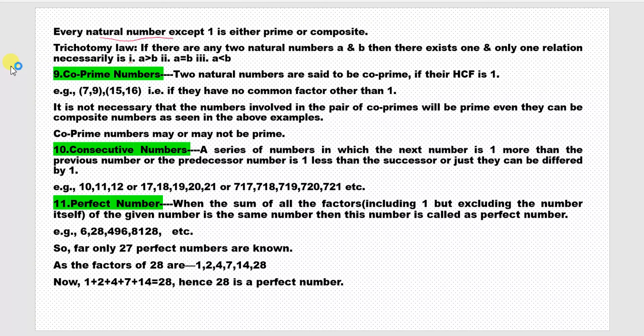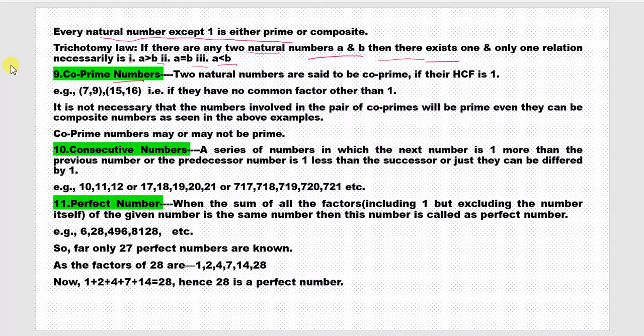Every natural number except 1 is either prime or composite. Trichotomy law: if there are any two natural numbers a and b, then there exists one and only one relation necessarily. Either a is greater than b, or a is equal to b, or a is less than b. This is called the trichotomy law.